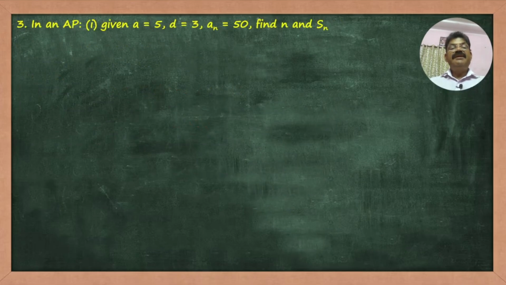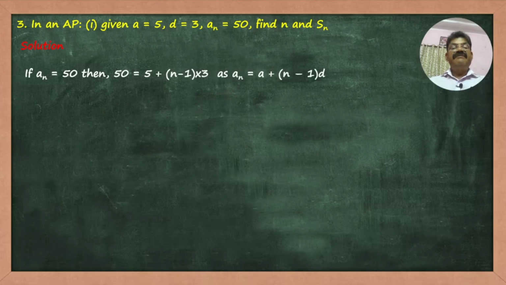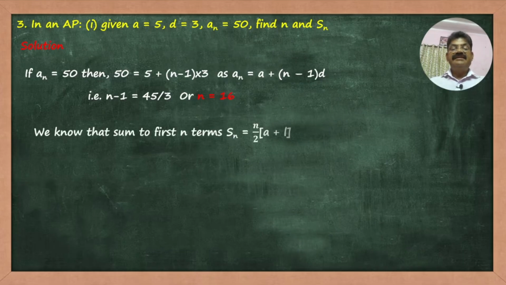Third problem. In an arithmetic progression, given A is equal to 5, D is equal to 3, An is equal to 50. Find n and Sn. Solution. If an is equal to 50, then 50 is equal to 5 plus n minus 1 into 3. You know the formula. So when you simplify, you get n is equal to 16. When you know n is equal to 16, you can find S16. S16 is equal to 16 by 2 into first term plus last term. Therefore, S16 is equal to 440.